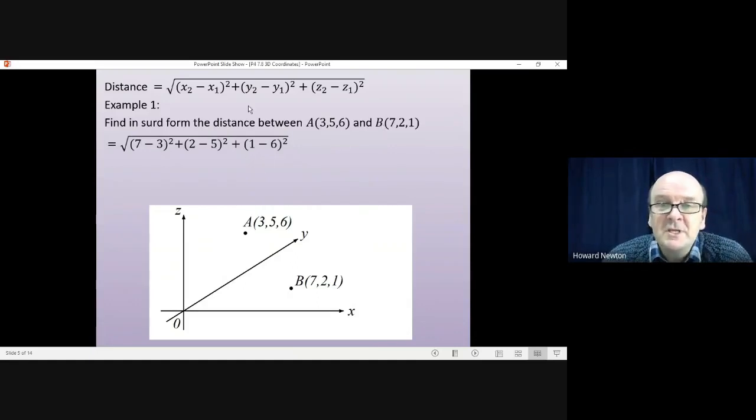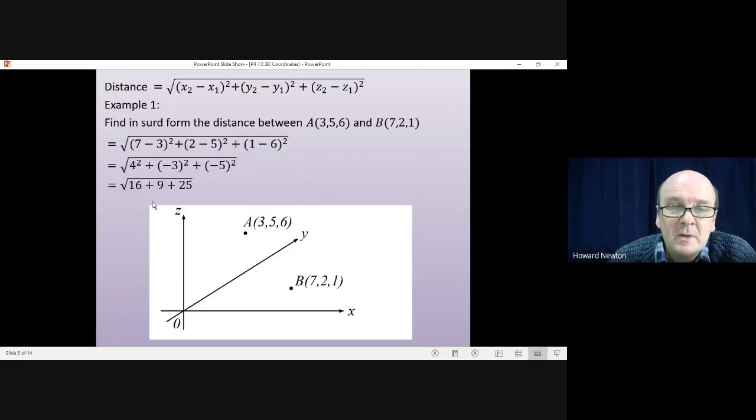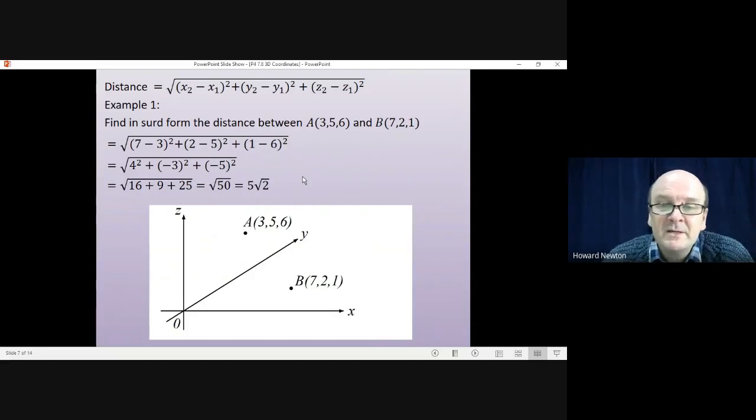So substituting the values into the formula, it's the difference in the x values squared plus the difference in the y values squared plus the difference in the z values squared. That gives us the square root of 4 squared plus minus 3 squared plus minus 5 squared, which is root 16 plus 9 plus 25, which is root 50, which simplifies to 5 root 2.